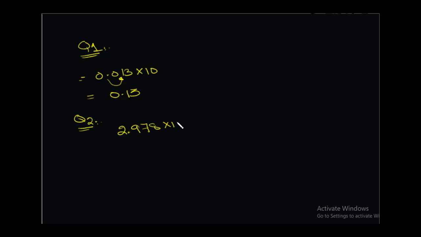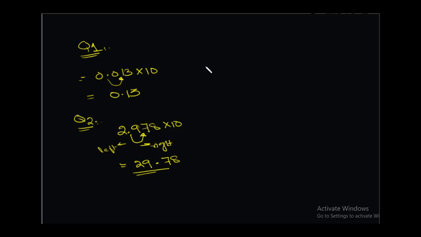Let me write a second question on this, that is 2.978 multiplied by 10. As per the rule, the point will move from left toward right. This is the left side and this is the right side. So the point will move one place from left toward right. So the answer is 29.78. This is the answer whenever we multiply a decimal number with 10.